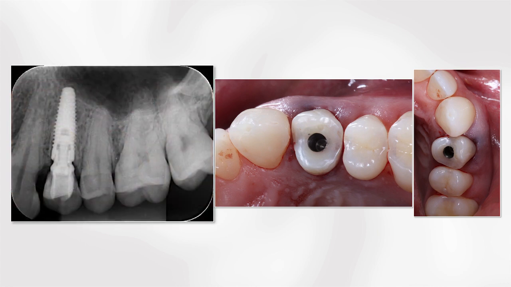This is the immediate X-ray. Pay attention to the tip of the implant and also the head of the implant. We have bone above the head of the implant. And here you can see the correct three-dimensional position of the implant, exactly in the middle of the crown.